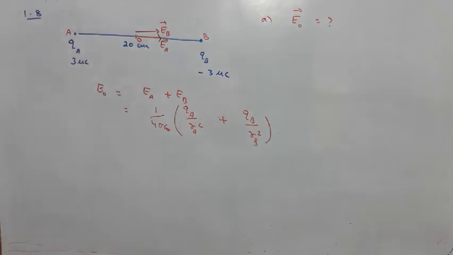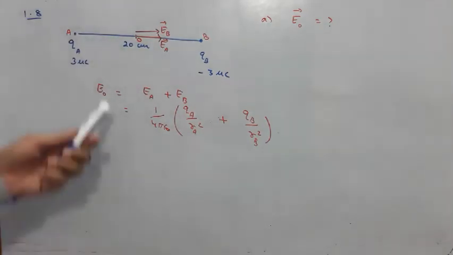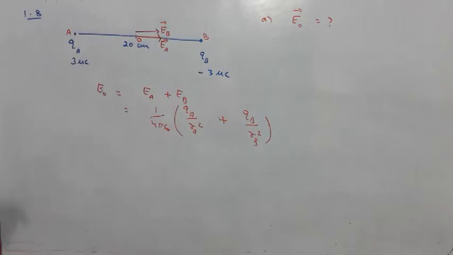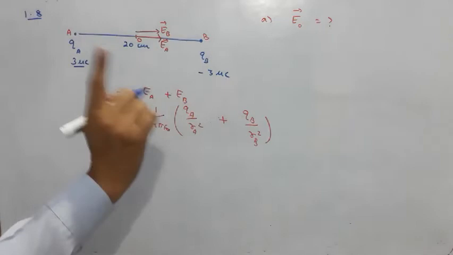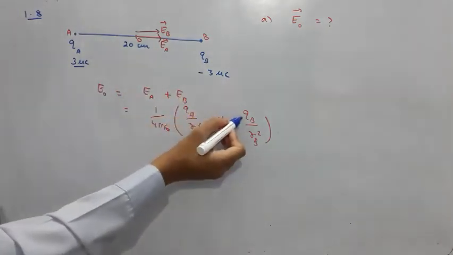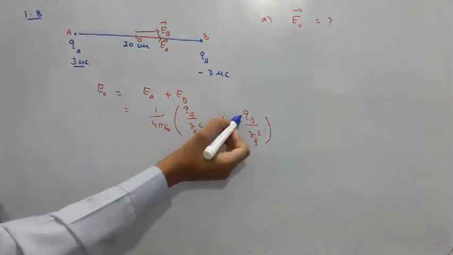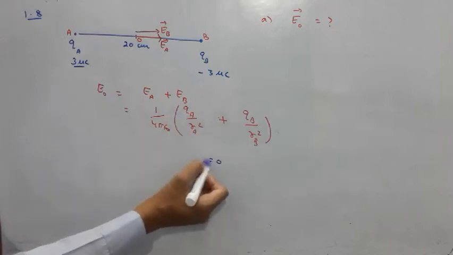Now I think I did not solve such things, students. They are just the hints. You can solve it yourself. For QA you put 3 microcoulomb. For QB you put 3 microcoulomb only. Don't put minus 3. That will be a big mistake. If you put minus 3, that will cancel, and the answer will be 0.